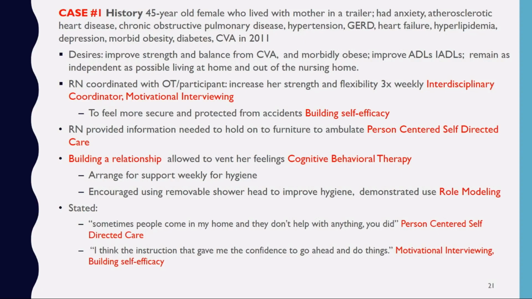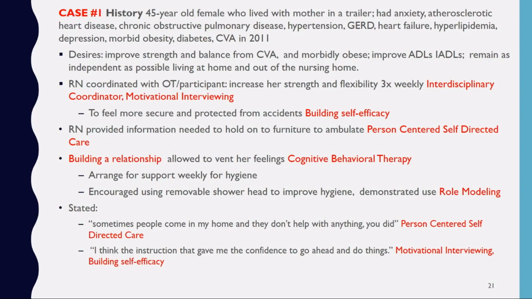Her desires were to improve her strength and balance from her stroke and the morbid obesity, improve her ADLs and IADLs, and remain as independent as possible, living at home and not in the nursing home. The RN coordinated with the OT and the participant to increase her strength and flexibility, doing exercises 3 times a week. There was a lot of interdisciplinary coordination, and they all used motivational interviewing. They helped the participant to feel more secure and protected from accidents, building her self-efficacy.